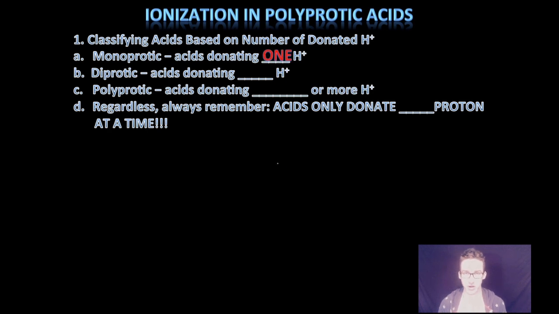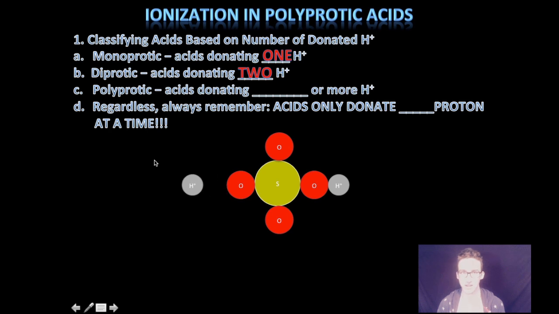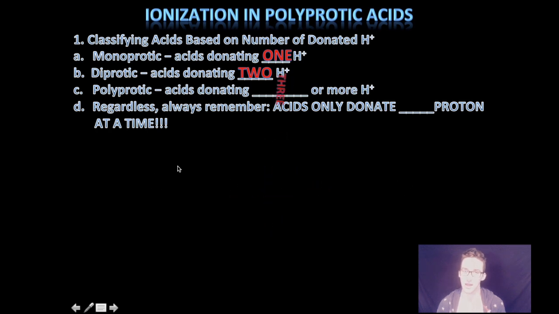So some quick terms here. If we have a monoprotic acid, it is an acid like hydrochloric acid that can only donate one hydrogen ion. A diprotic acid is an acid that contains two hydrogen ions. A great example of a diprotic acid will be sulfuric acid, able to donate two protons. Polyprotic then is going to be something that can donate three or more hydrogen ions.